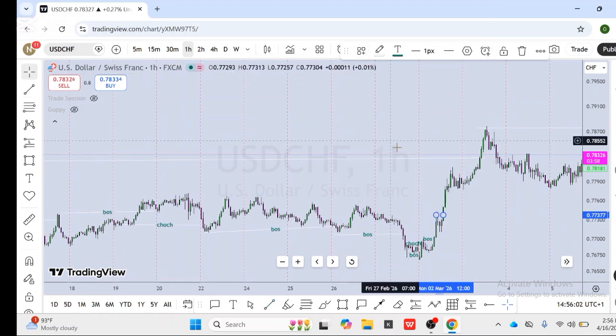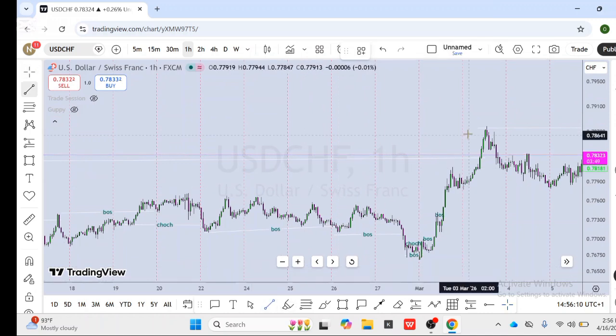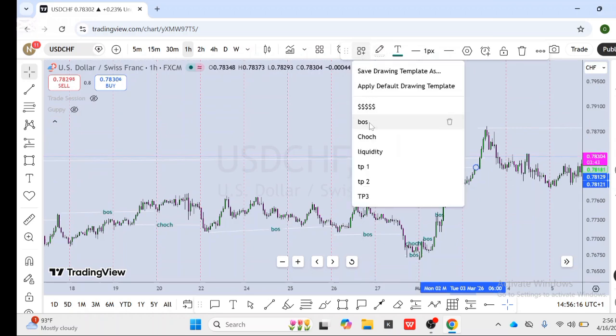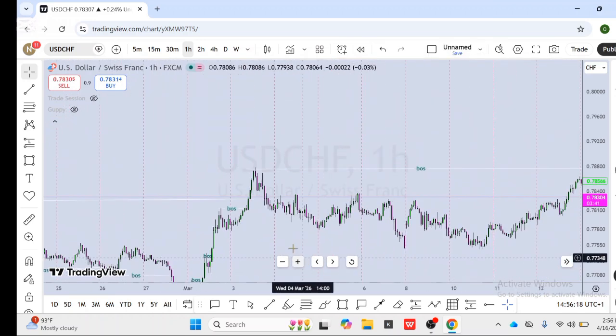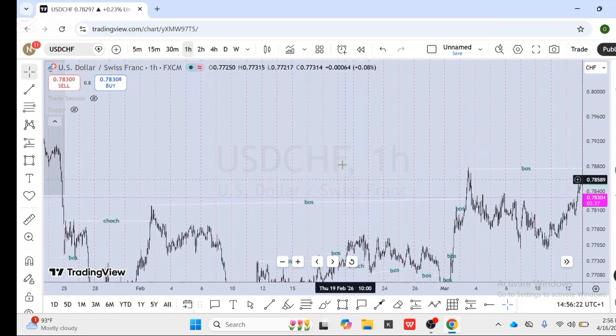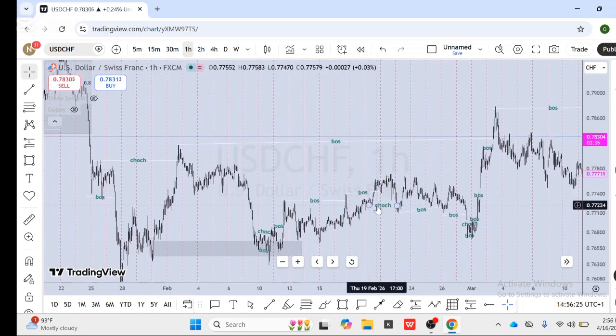Mark everything out. This is a break structure. Inside structure are other structure. This is a break structure. And so you can just do like that and just mark it out. Just mark out.